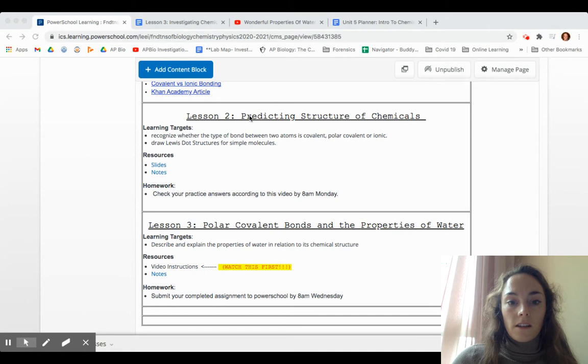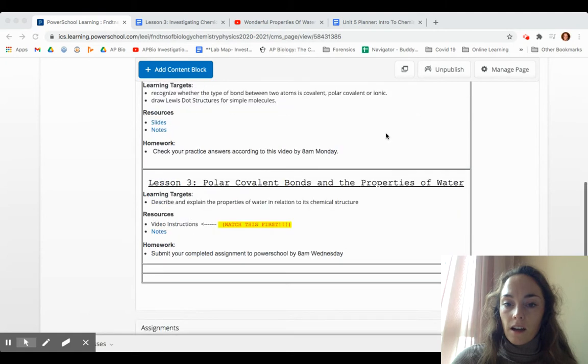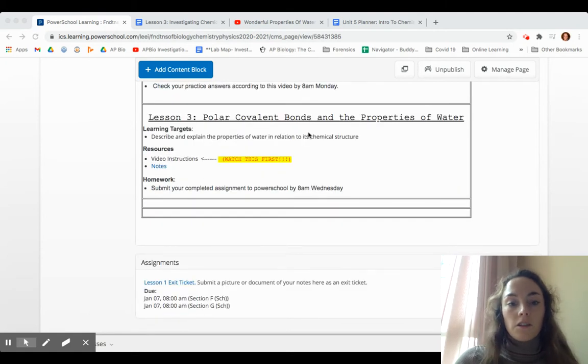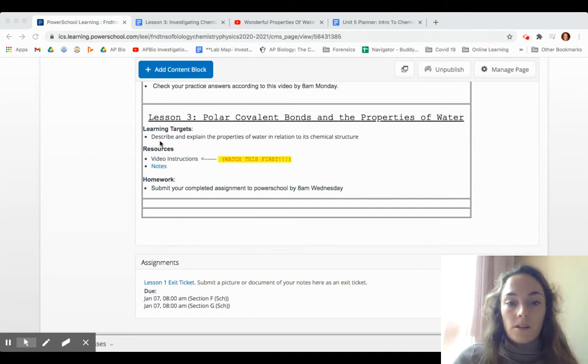So we've been looking at different structures of chemicals based on whether or not their bonds are covalent, polar covalent, and ionic. This is like a case study into polar covalent bonding, specifically looking at water, which has some really unique properties that you would dig into more in depth in AP Chemistry and AP Biology. This is a good introduction to those ideas. For today's learning targets, we're going to describe and explain the properties of water in relation to its chemical structure.